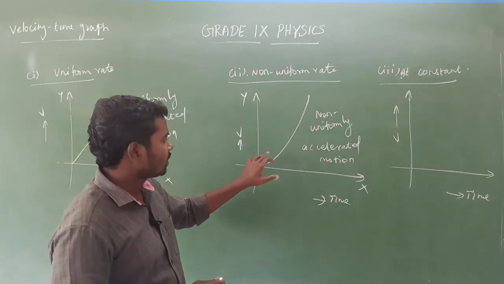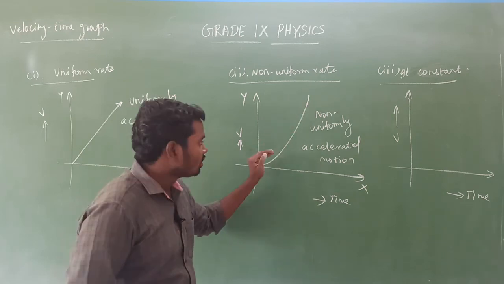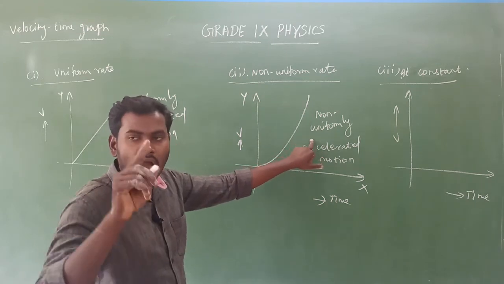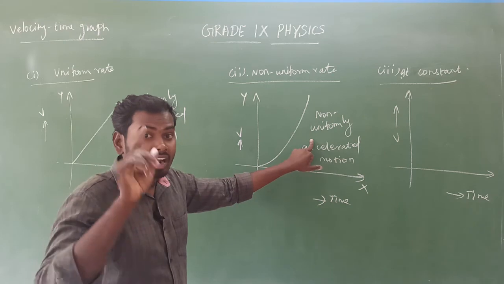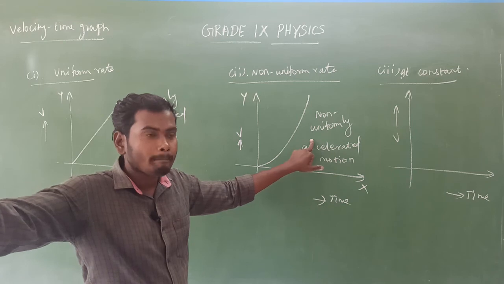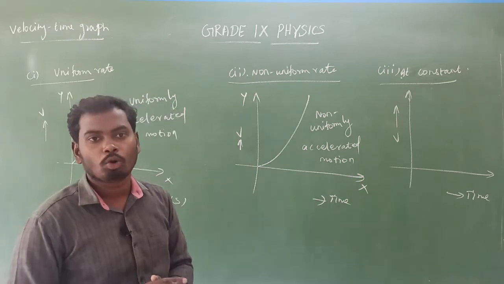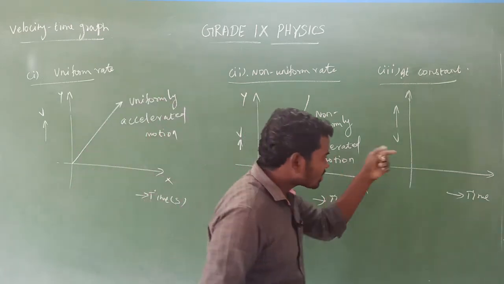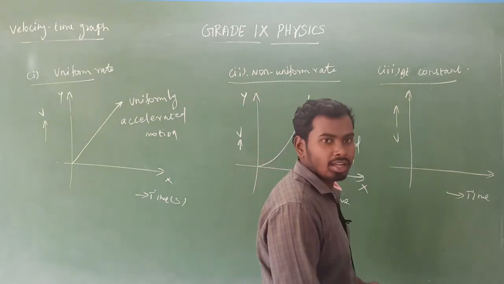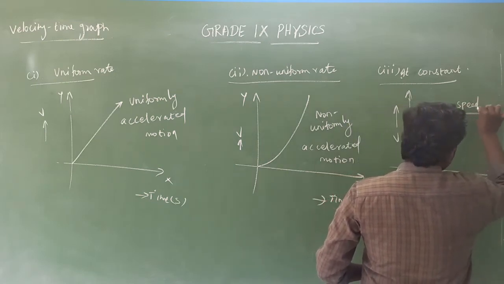Let's look at here. So in the velocity time graph, the curved line indicates, note this point, that the object moves with non-uniform velocity, or otherwise we can say non-uniformly accelerated motion. That motion is said to be non-uniformly accelerated motion. Is that clear? Yes. Next, come to this last one. Just now I have taught constant speed. Look at here. So this is constant speed. Here the speed is constant. Am I right?